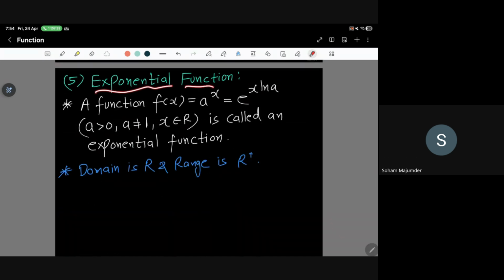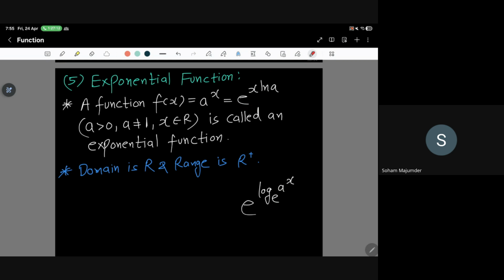Exponential function, this is kind of important. Okay, so a function f(x) in the form of a to the power x can also be represented like this: e to the power x ln a. So when you shift that x in the power, since this base and log base are the same, this becomes a to the power x as an answer. Same function with different representation.